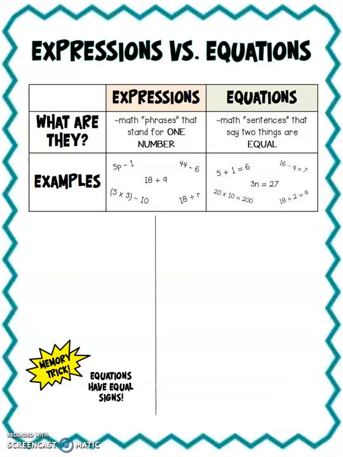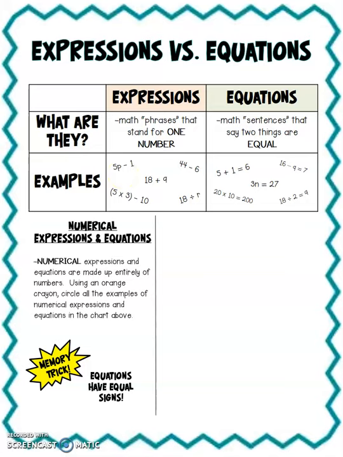You might have also noticed that some of these expressions and equations just have numbers, and some of them have letters. For example, this expression 5p minus 1 has a letter tucked in there. That's because there are two different types of expressions and equations. This year in 5th grade, we'll deal most with numerical expressions. And numerical expressions and equations are made up entirely of numbers.